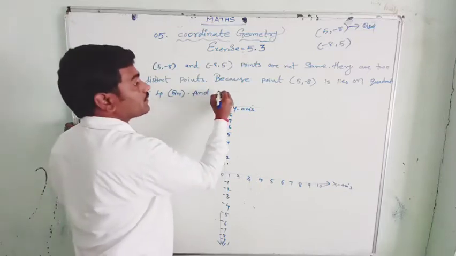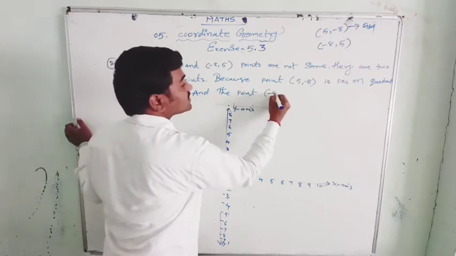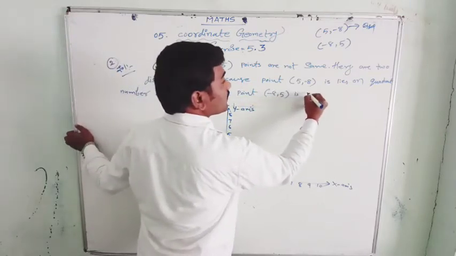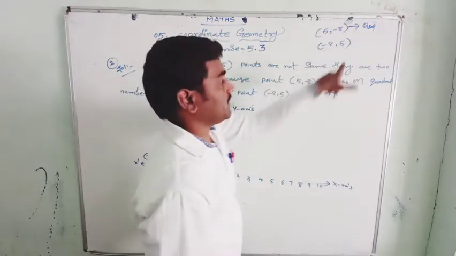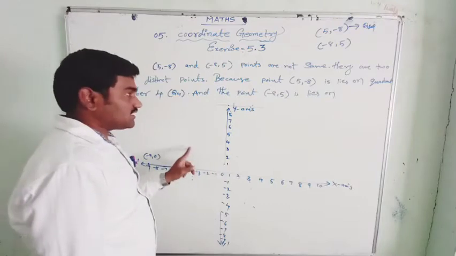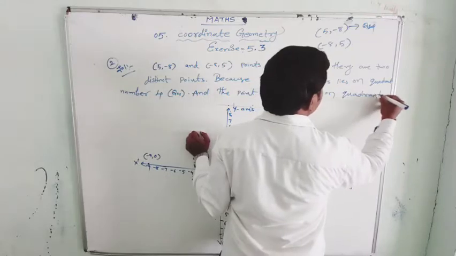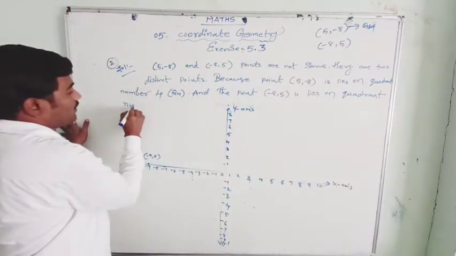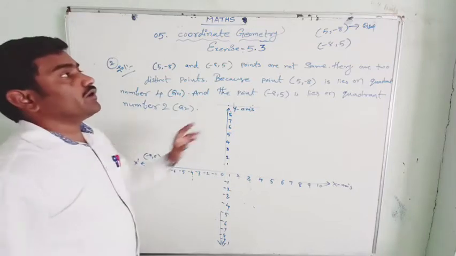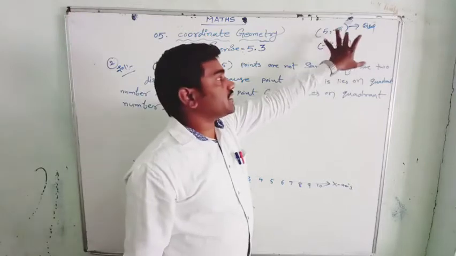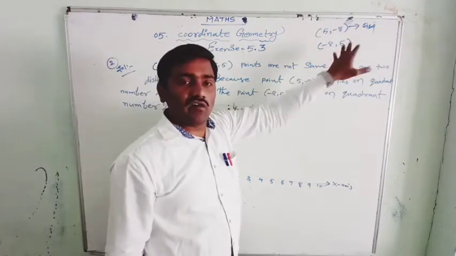And the point minus 8 comma 5 lies in which quadrant? See, minus and plus. That is in Q2, quadrant number 2. So here point 5 comma minus 8 is not the same as minus 8 comma 5. I hope you understood.